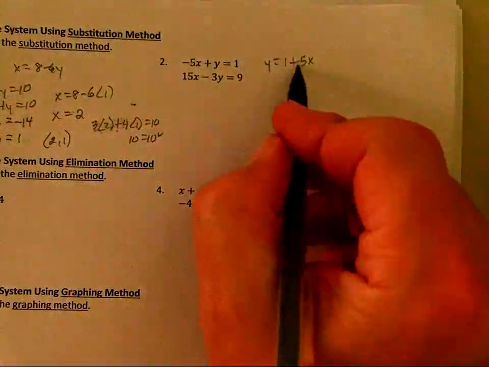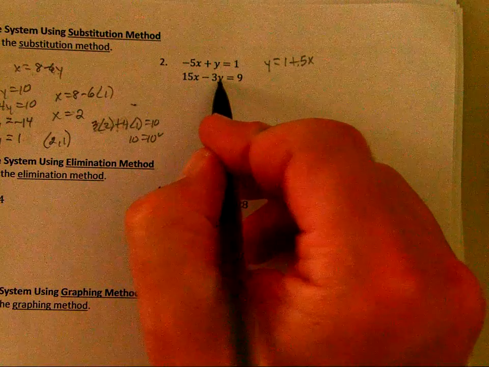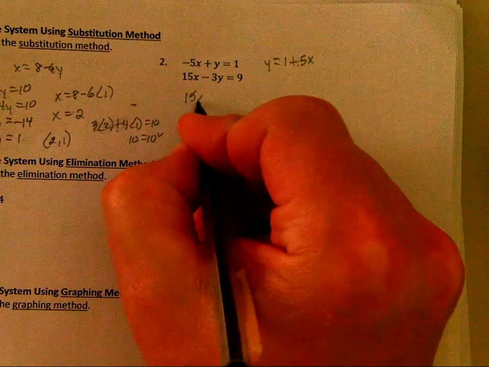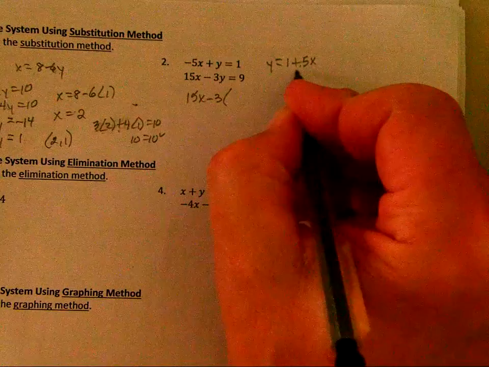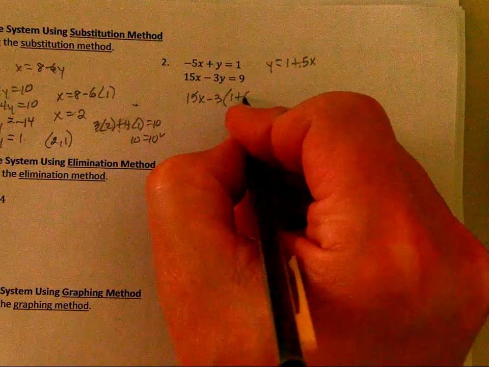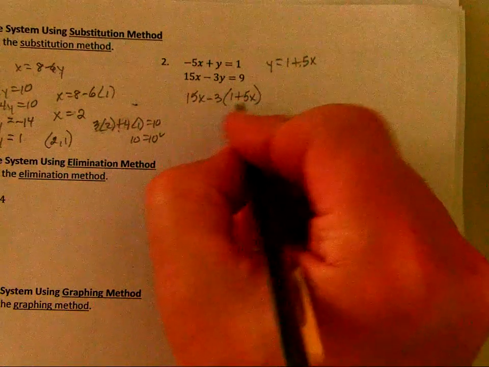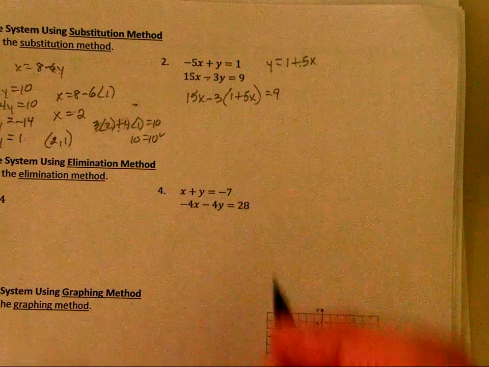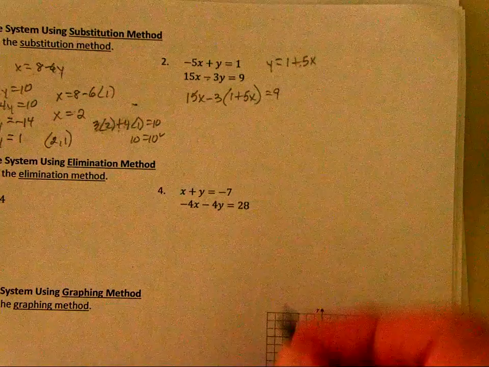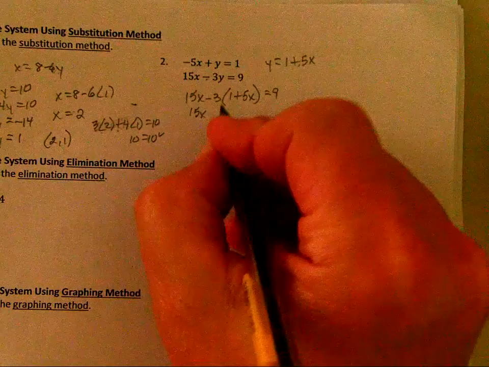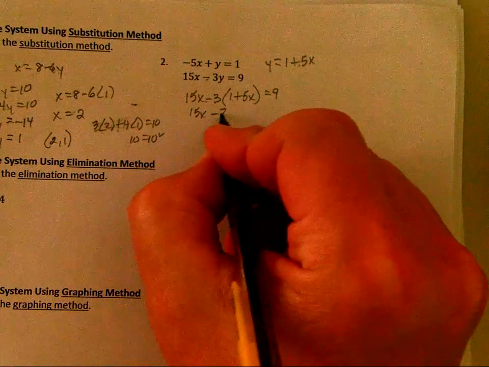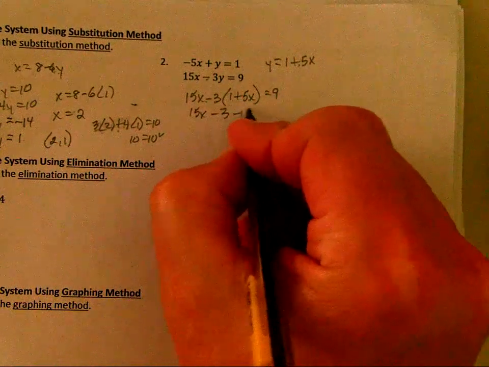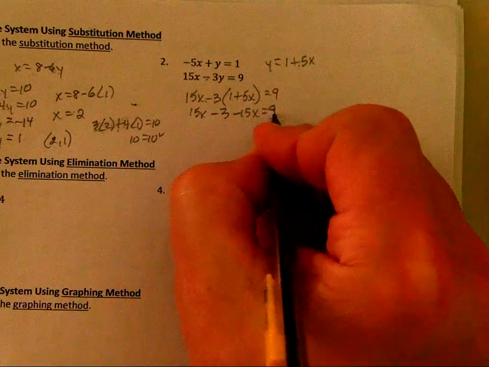Now we're going to take that and plug it right here in place of this y. So we have 15x minus 3 times, and for y we're going to put 1 plus 5x. Make sure you put it in parentheses, because that'll make a big difference, because of that negative. Now distribute, so we have 15x, here negative 3 times 1, and negative 3 times 5x. So we have that.